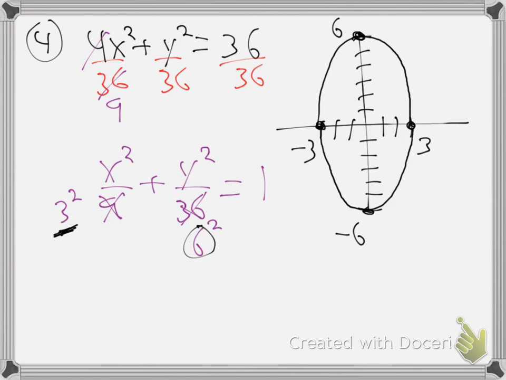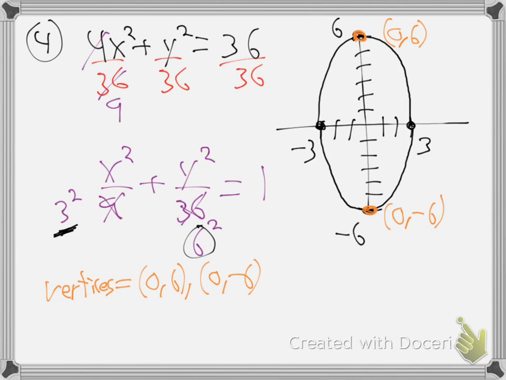Last thing. Oh, vertices. They want the vertices. What are the vertices? So is it going to be the top and the bottom or the right and the left? Top and bottom, the longer direction. So what's the coordinates of that point at the top? 0, 6. And 0, minus 6. So they want you to say 0, 6, comma 0, minus 6.